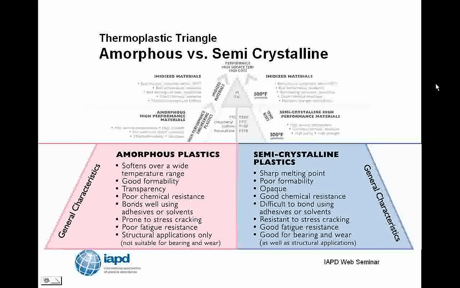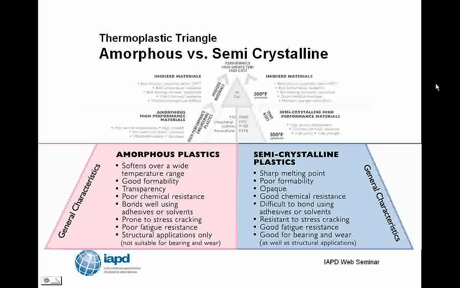On to the next characteristic, which is transparency. Amorphous plastics tend to be transparent. Not all of them, but most of them. And I can remember 2 summers ago going out to SeaWorld and looking at the tank for Shamu the whale. And it was 6-inch thick acrylic.